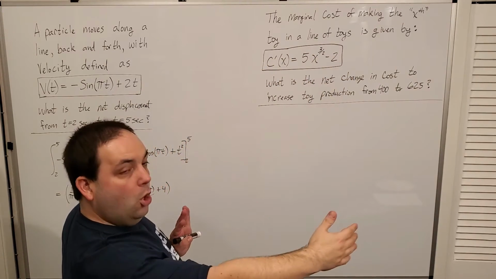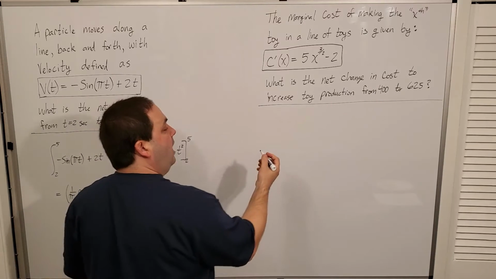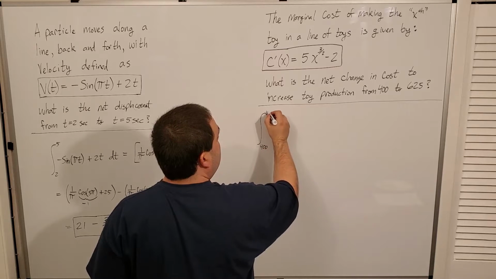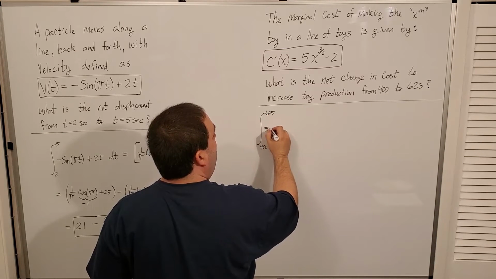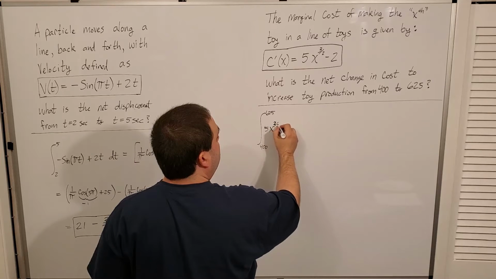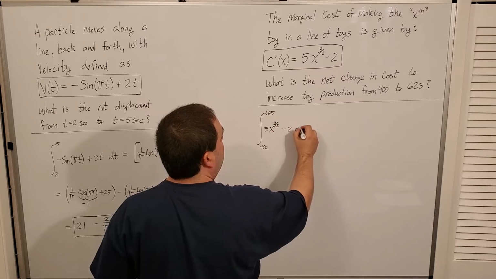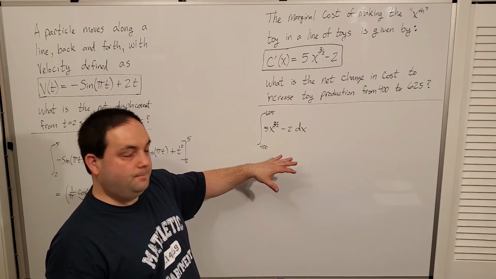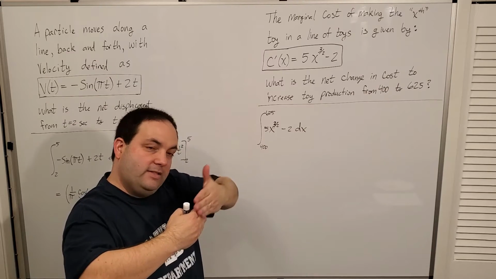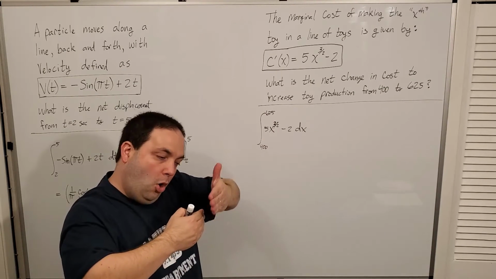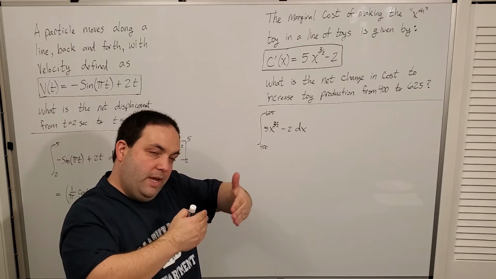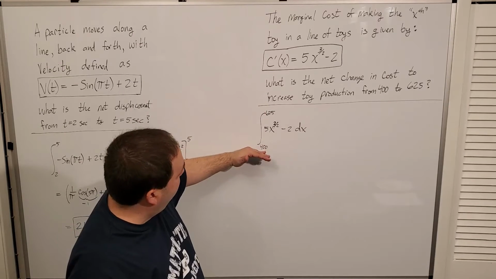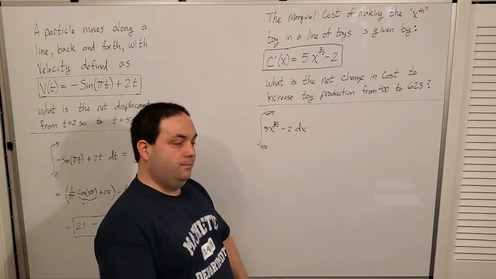If I want the total increase, then I'm going to have to integrate the marginal costs from 400 to 625. So if I integrate the marginal costs, right, that's integrating, that's bringing together, that's adding up all of the little costs that are being tacked on between this production level and that production level, right?